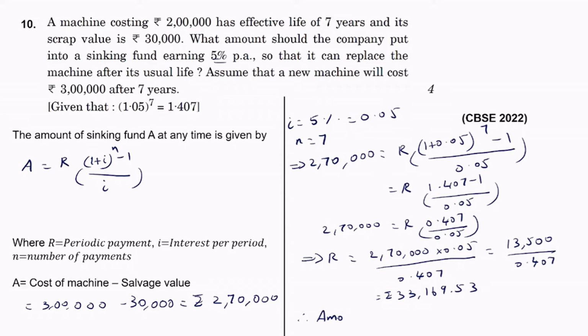Therefore, amount to be set aside, it is equal to rupees 33,169.53. So this is the amount that has to be set aside at the end of each year.